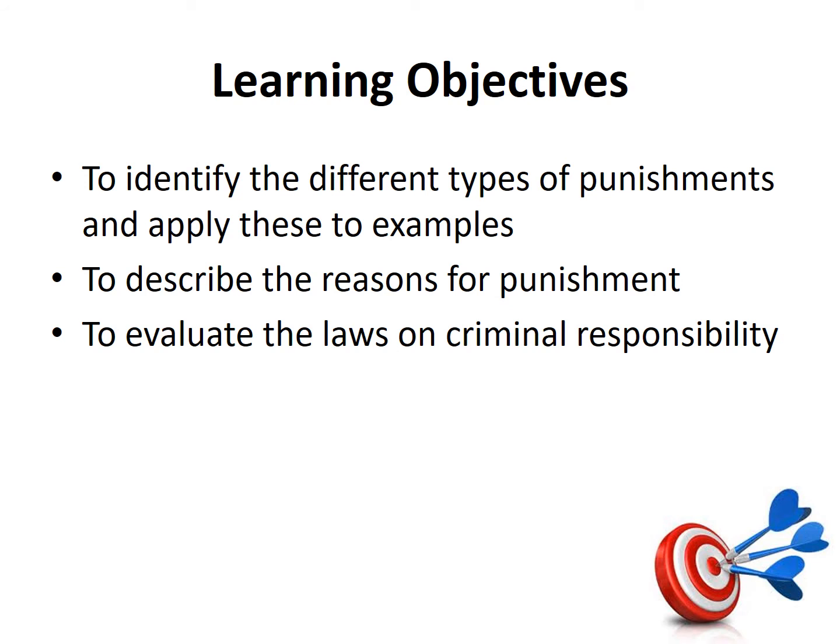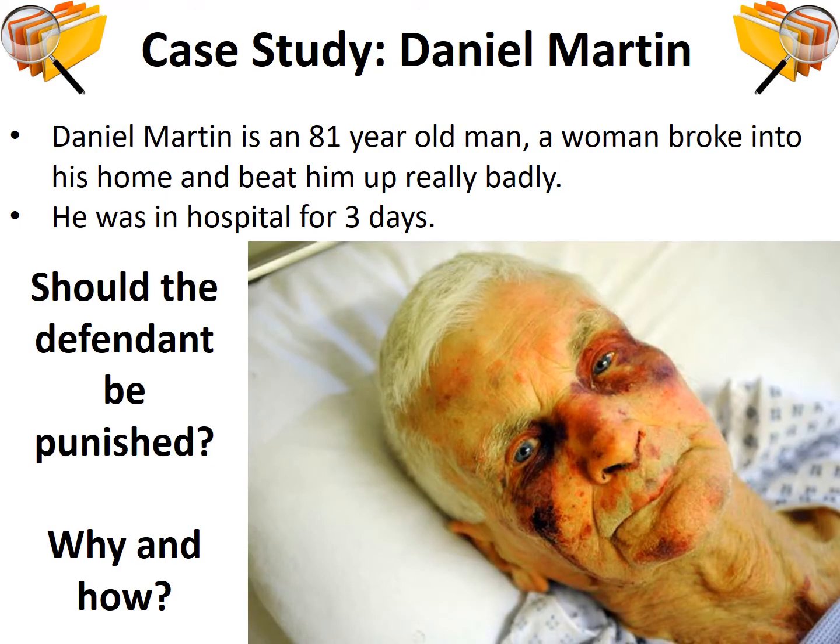Okay, so our learning objectives. Our first aim is to identify different types of punishments and apply these to examples. So we have now done that in the table. You've looked at the different types of punishments that can be used, and you've applied those directly to examples of different crimes, and you've decided which type of punishment you think should be used. Our next aim is to describe the reasons for punishment and to evaluate the laws on criminal responsibility. So we have a case study here.